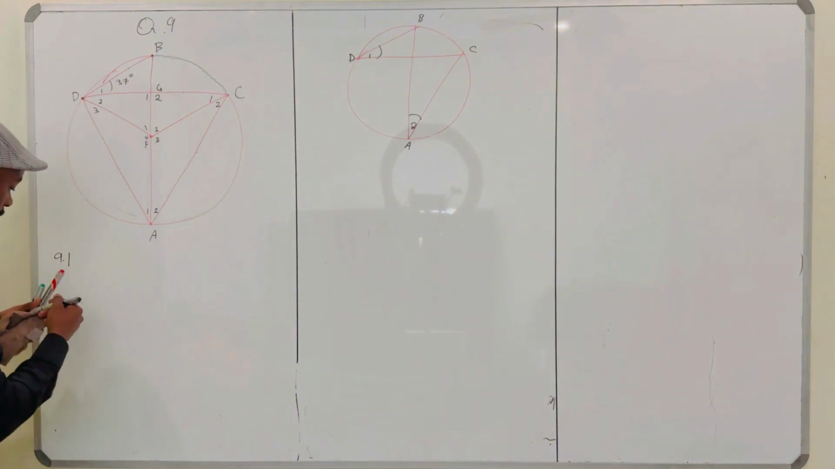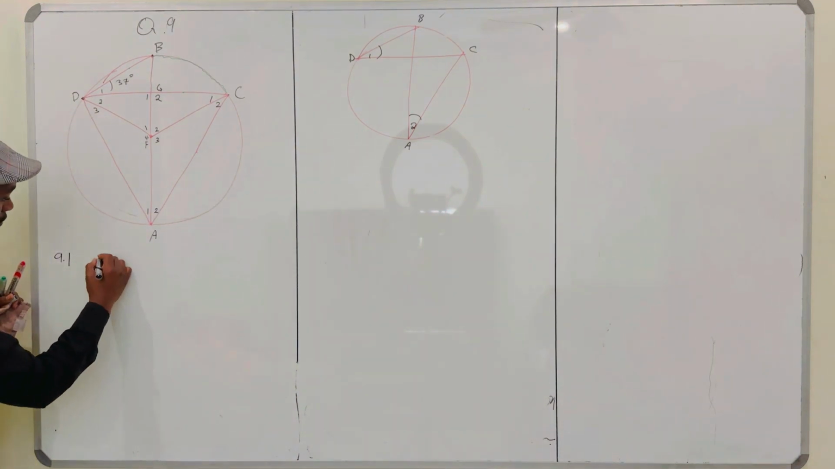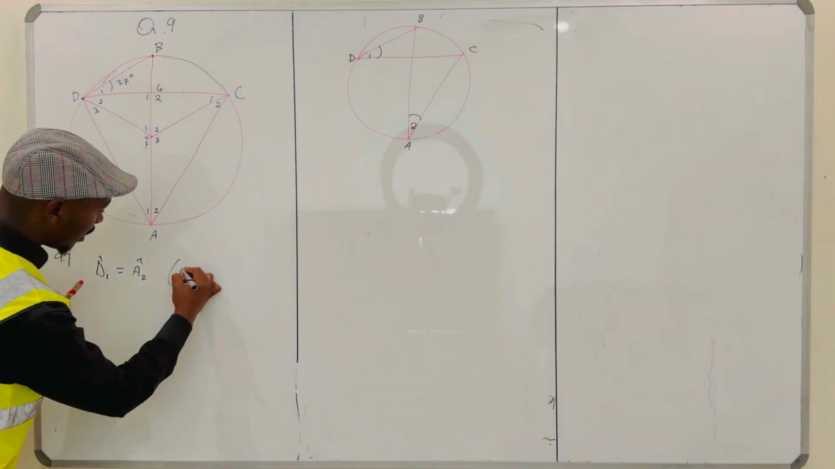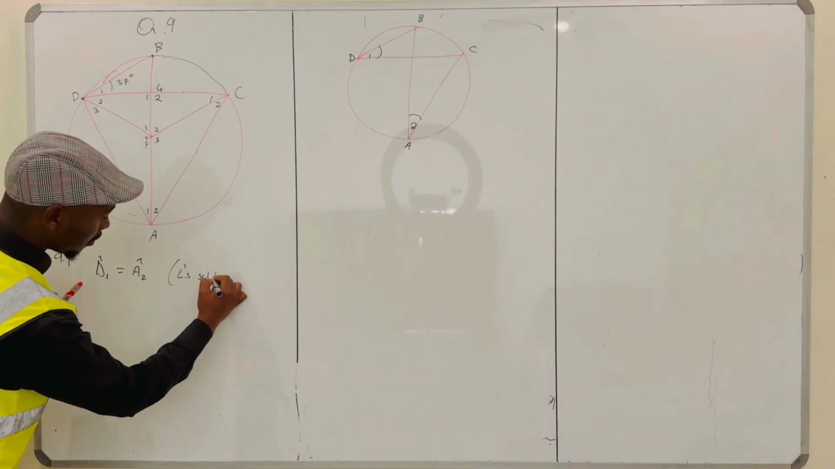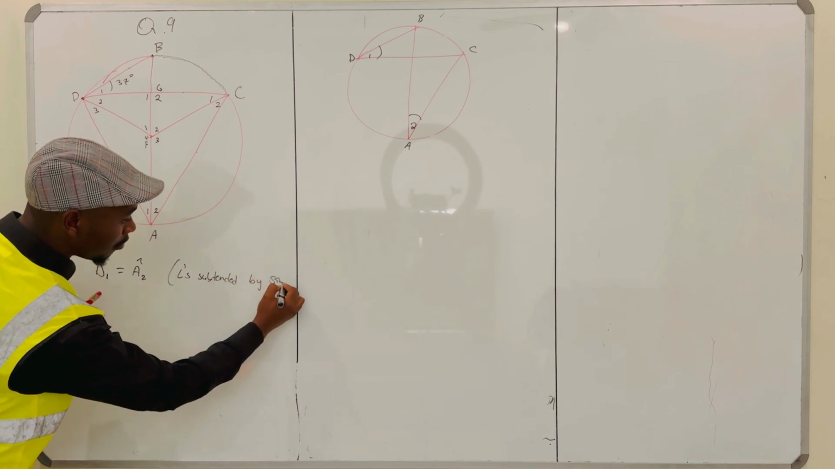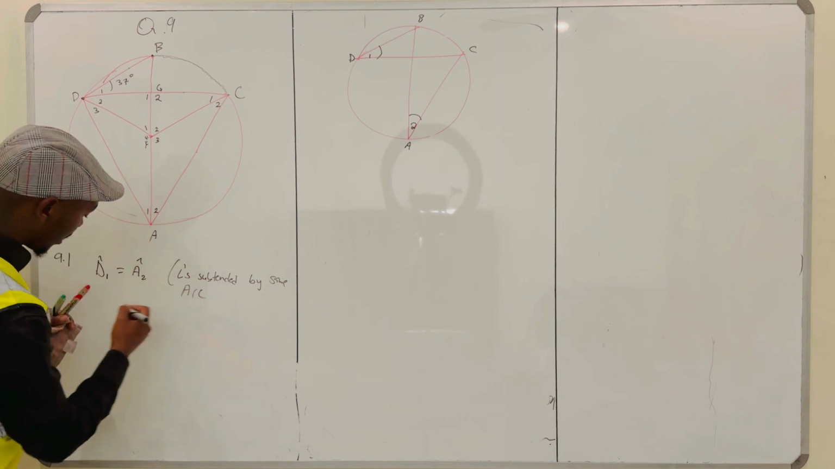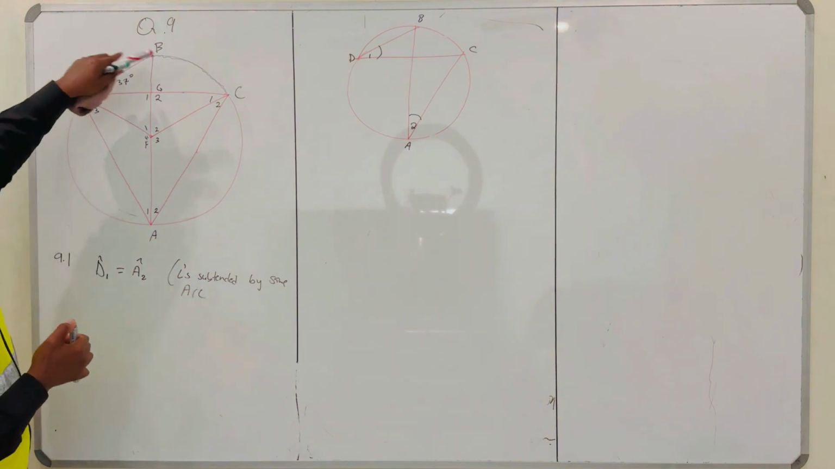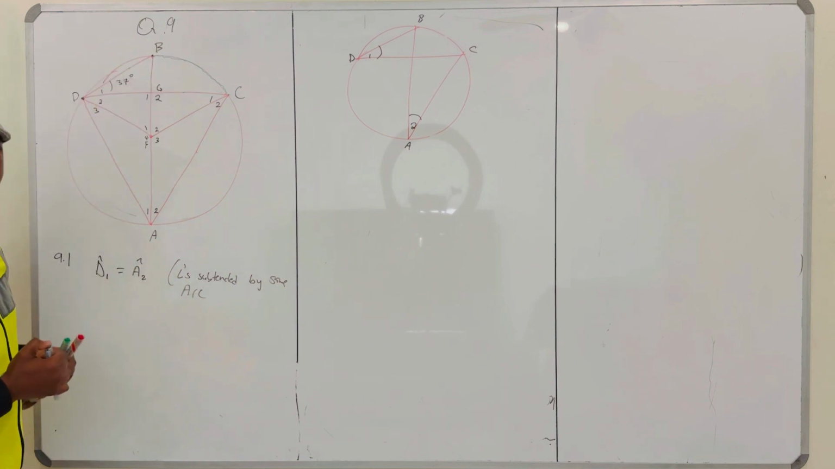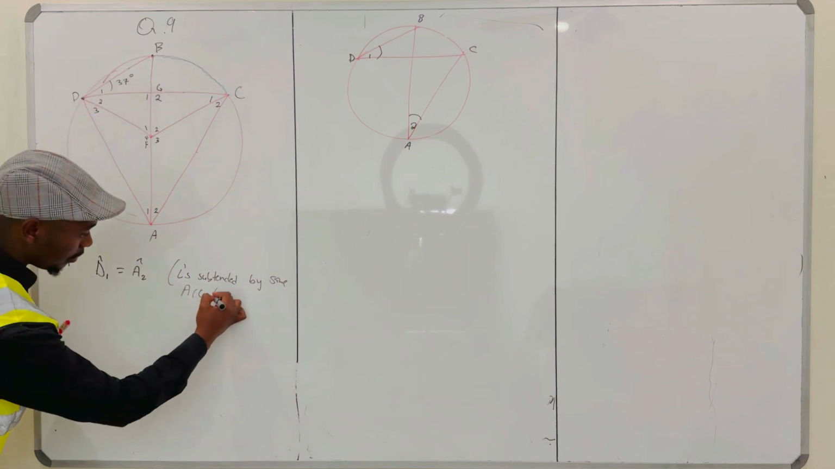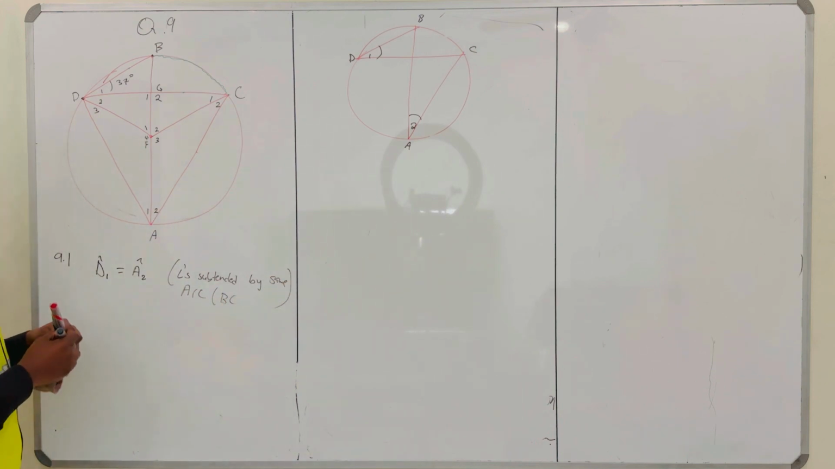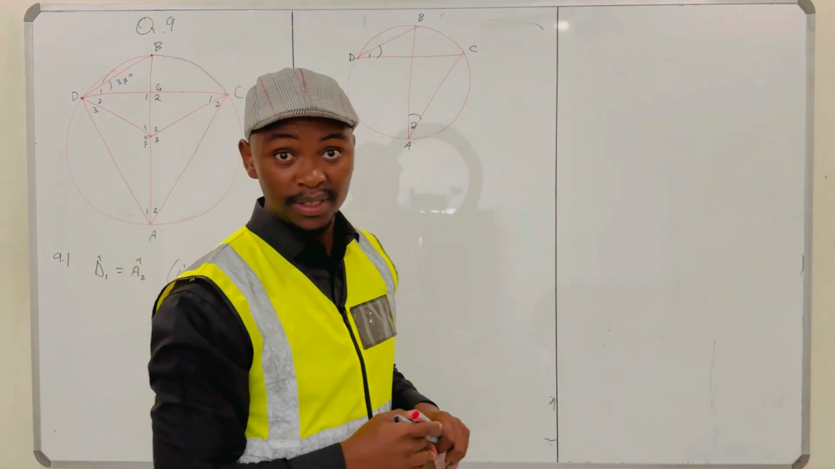So we found the first one, that angle D1 is equal to angle A2, and these are angles subtended by the same arc. What arc are we referring to here? There's many arcs. There's arc CA, there's arc DA, arc DB, and arc BC. Which arc are you referring to? This is going to be our arc BC. Right. Now we're starting to look promising.